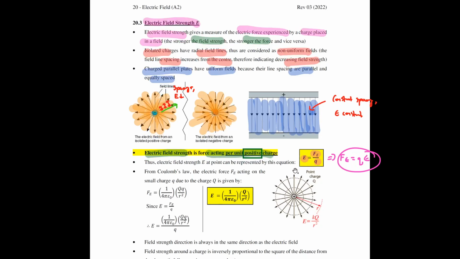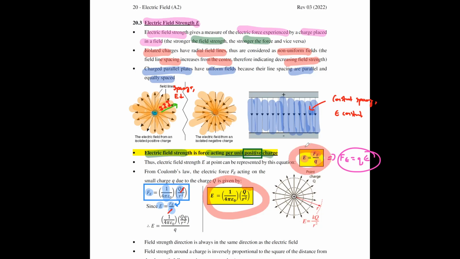If you recall what you learned on the previous page, the electric force between 2 point charges can be given by 1 over 4 pi epsilon naught, Q multiplied with Q over r squared. Since field strength is Fe over Q, you just substitute this into Fe here. You simplify it, and you will notice that the small q will cancel each other off, eventually giving you this expression. Field strength is actually 1 over 4 pi epsilon naught, Q over r squared.